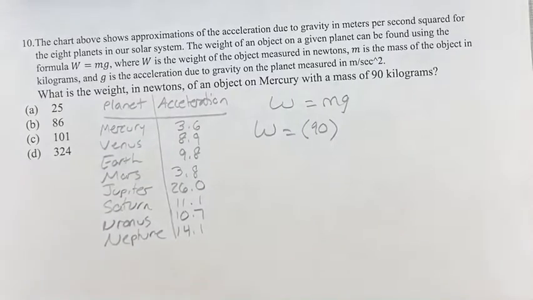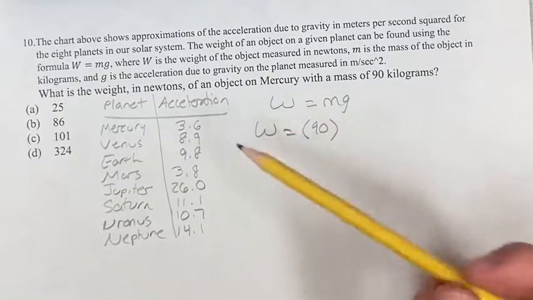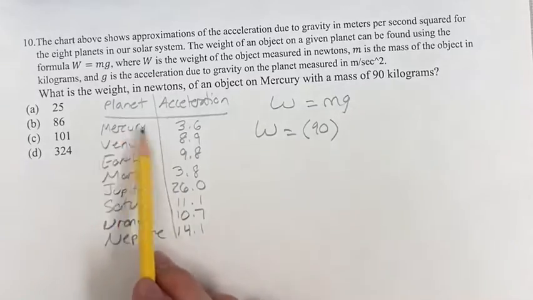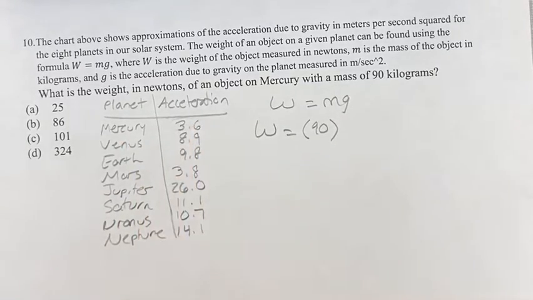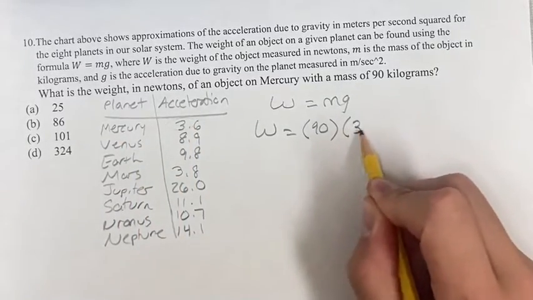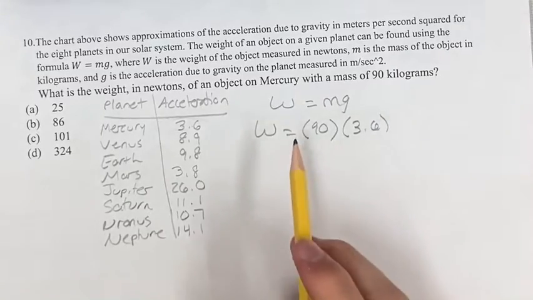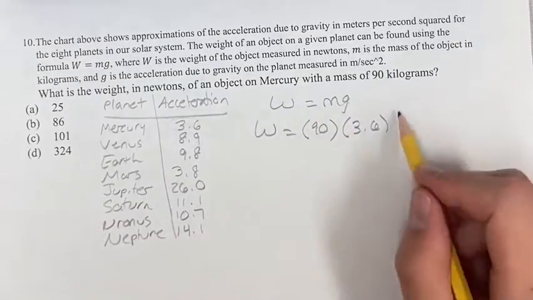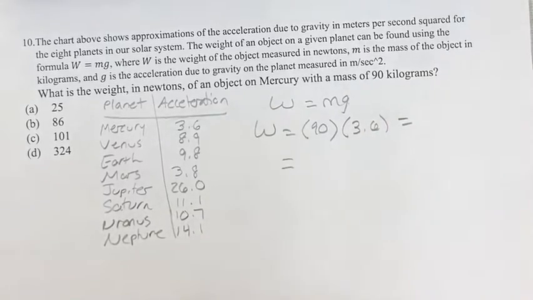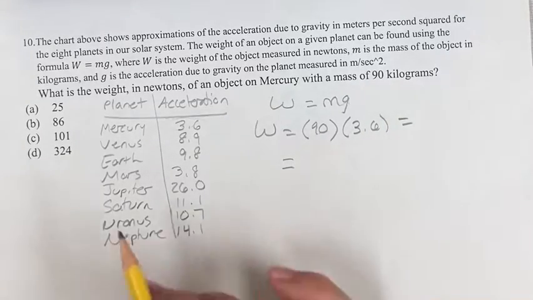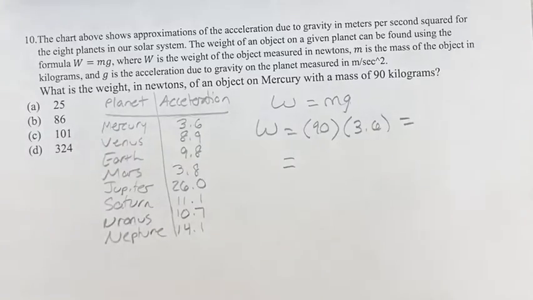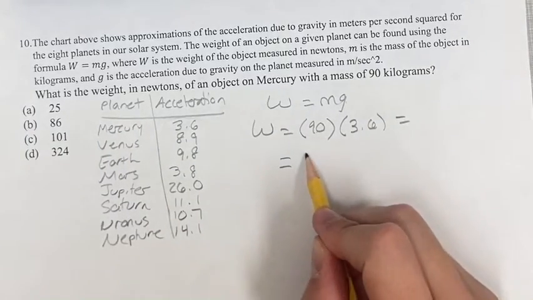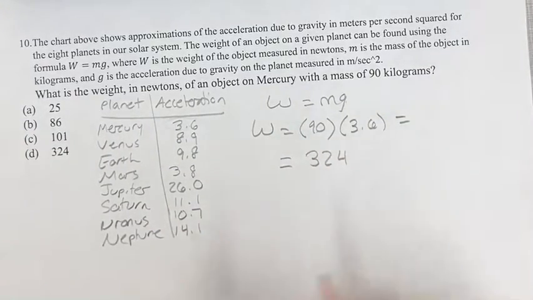It's going to be different on every planet, and we are looking at Mercury, which, given this chart right here, correlates with 3.6 meters per second squared. So all we have to do here is multiply m times g, so we have 90 times 3.6. This is just going to correlate to your weight, and when you calculate this out, plug it into your calculator, do it by hand, whatever, you're going to get 324.